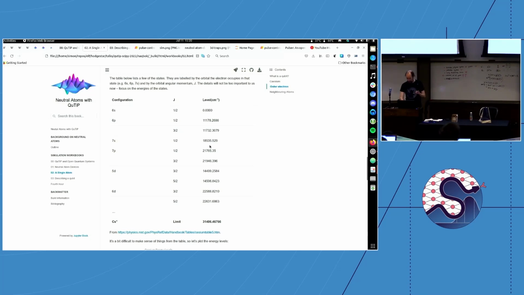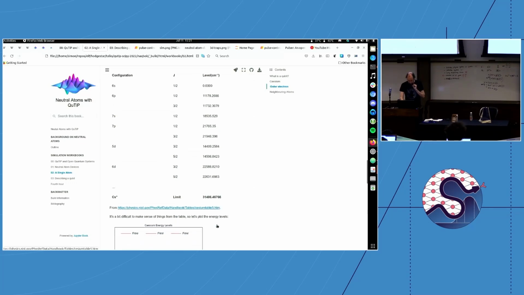But what I want you to see, and we'll see this in the plot in a little bit, is that the energy levels increase, but they start increasing more and more slowly. So the energy levels get closer and closer together as you get further and further away. And eventually there's some level where the electron just leaves the atom. So this is its ionization limit. And the last energy level is about 31,000. So it's quite difficult to see that.